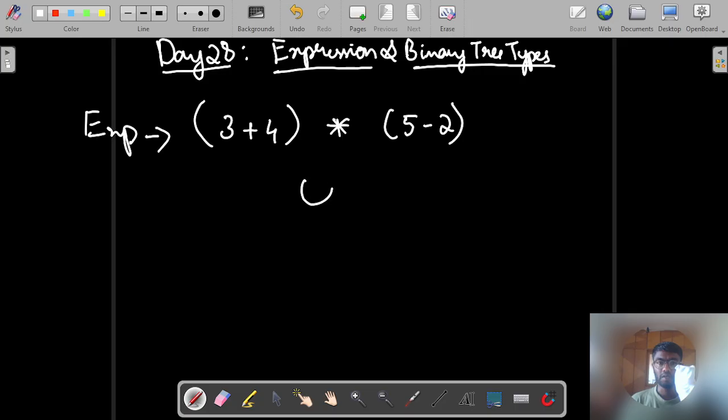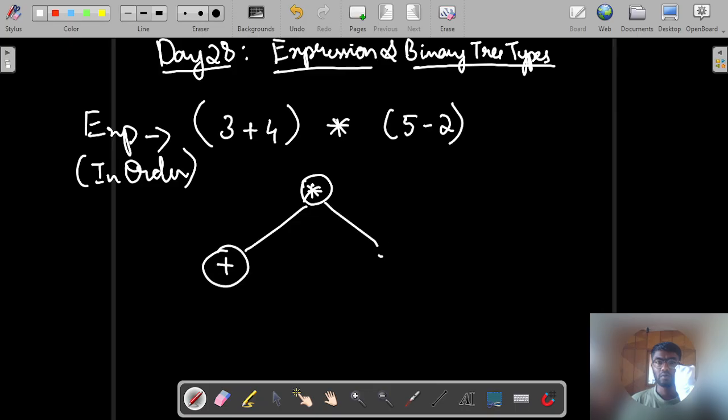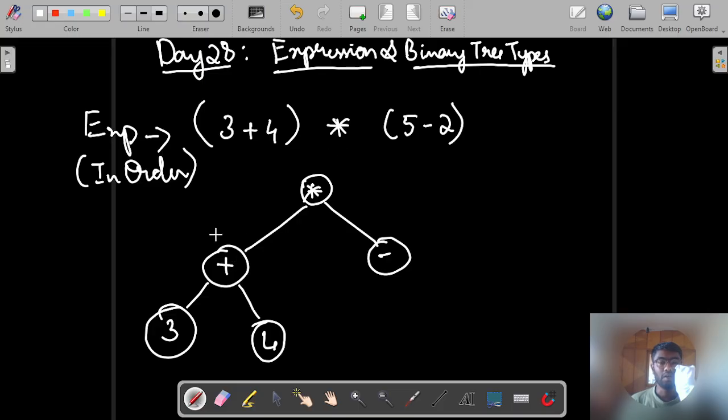This can be represented as, let's say, this is a form of in order expression, and this can be represented this way, with the root node being an operator. If it is an operand, then we can simply return the value. Here plus is an operator, while 3 and 4 are operands.